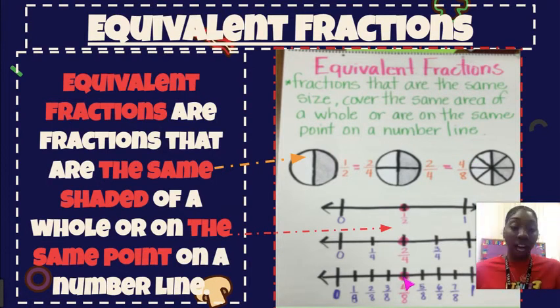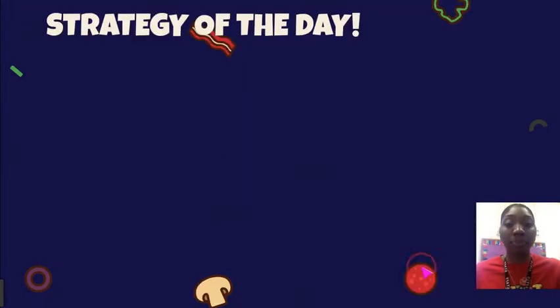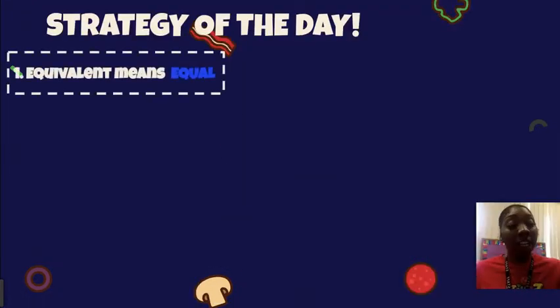But on a number line, we know that if the point is on the same part of the number line, then the fractions are equivalent or they are equal. So 1/2 is the same thing as 2/4, which is the same thing as 4/8, because it's on the same part of the number line. So let's take a closer look at our strategy for today.